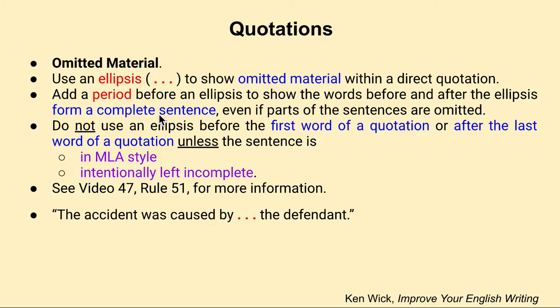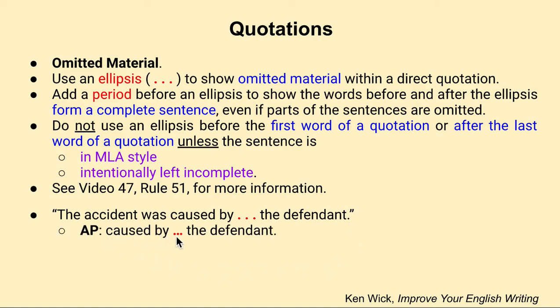Here's an example. The accident was caused by, and then someone deleted some information right here. So we put in three spaced periods, with a space before and after the ellipse. So it's space, period, space, period, space, period, space. The accident was caused by [omitted material] the defendant.